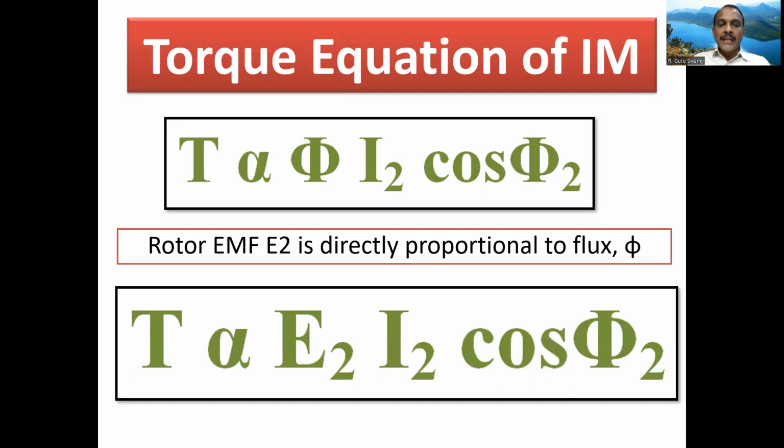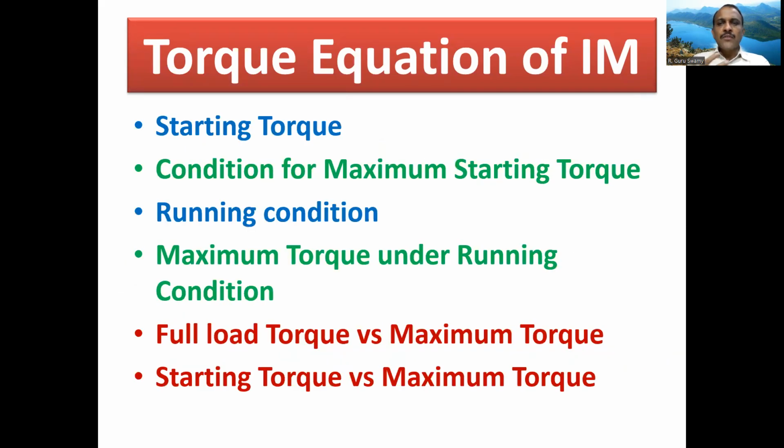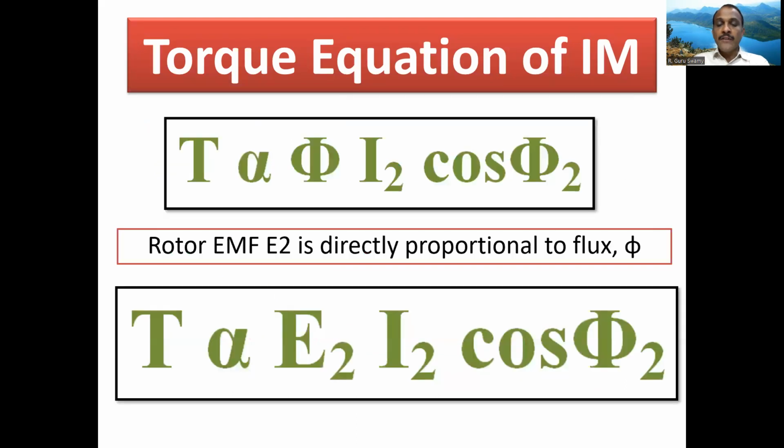Torque is a mechanical quantity, while E2 I2 cos phi 2 looks like active power. So torque is something related to mechanical power, and E2 I2 cos phi 2 relates to electrical power. What are the different things we are going to study about torque? First, what is starting torque, what is the condition to get the maximum starting torque, and later the running condition, what is the maximum torque under running condition, full load torque versus maximum torque, and starting torque versus maximum torque, the ratios which we are going to find. These are the things we will discuss after having this equation.